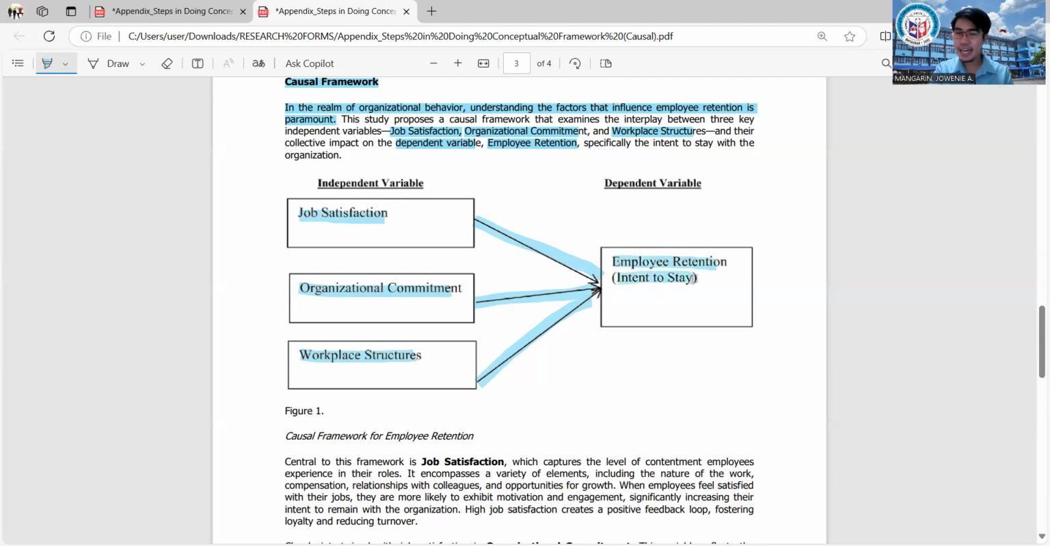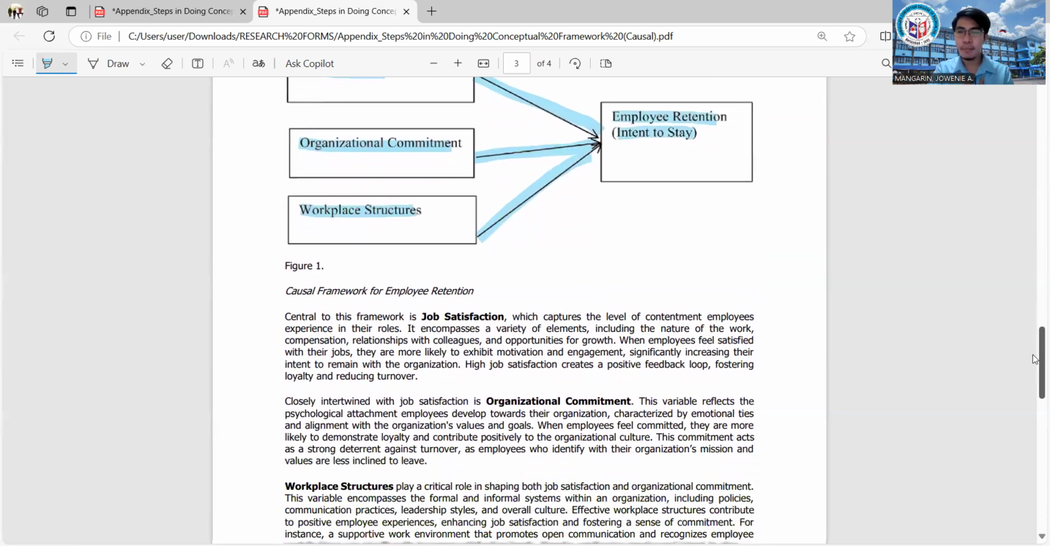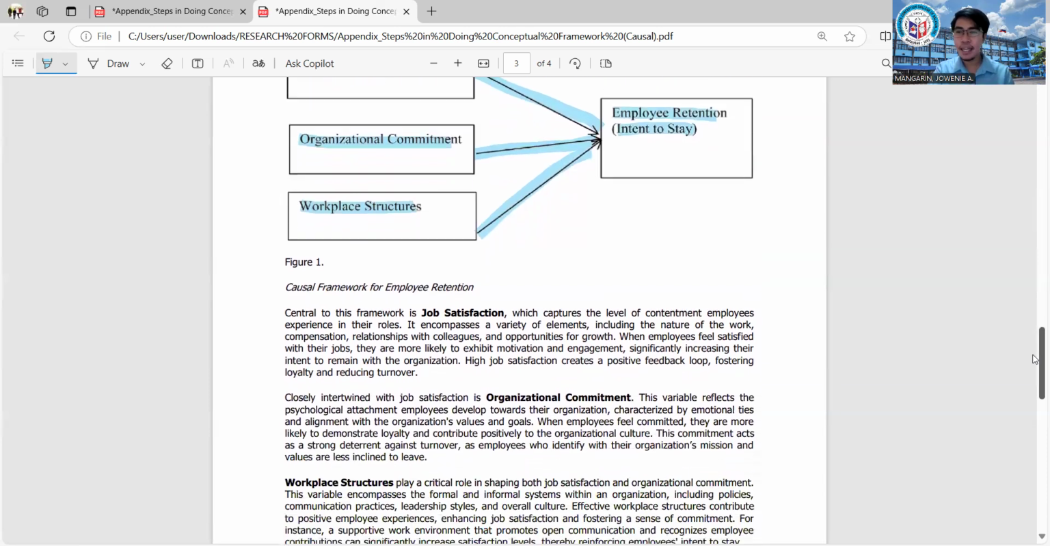So napakalinaw ng ating graphical illustration, napakalinaw din ng relationship na ini-establish. Then after that, sabi ng Sir Giovanni, di ba, kailangan ma-explain natin yung mechanism. And sa pinakababa dapat ng ating figure or ng ating graphical illustration, mapapakita natin dito yung mga mechanism na meron tayo. So, paano tayo nag-start ng pagpapakita ng mechanism?